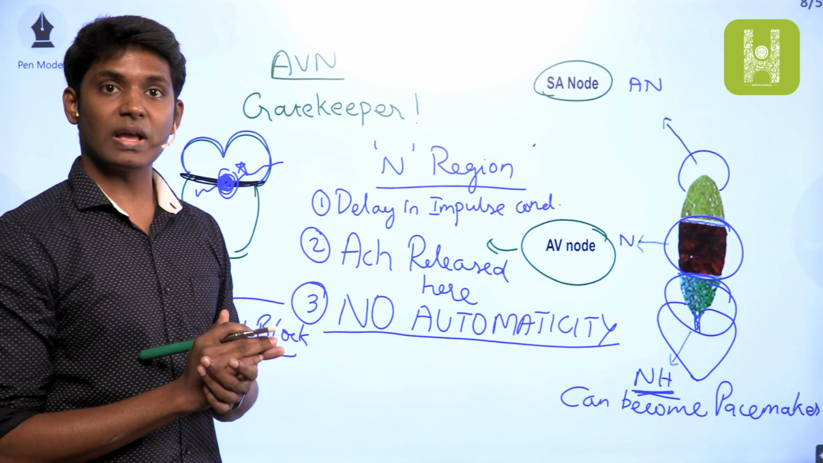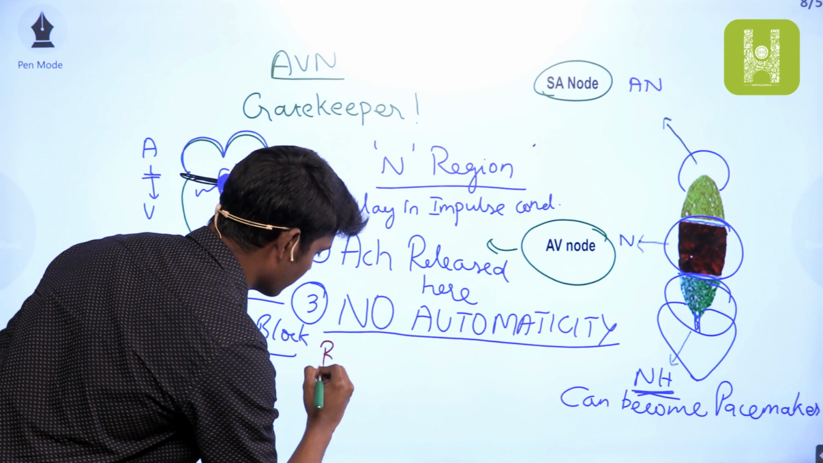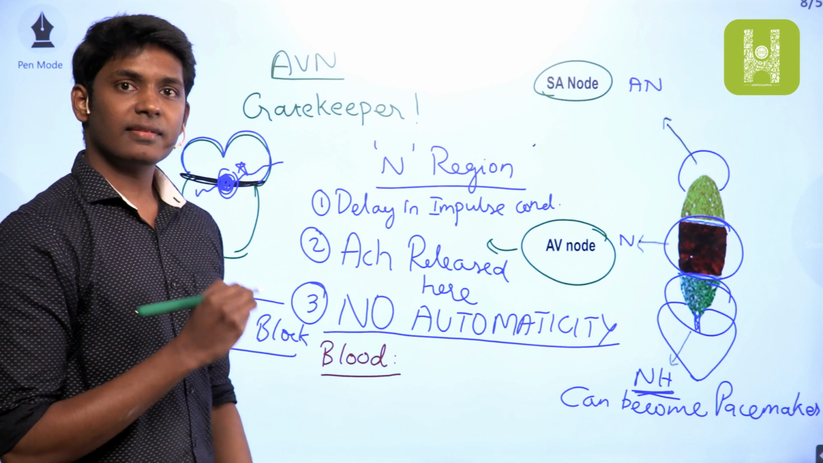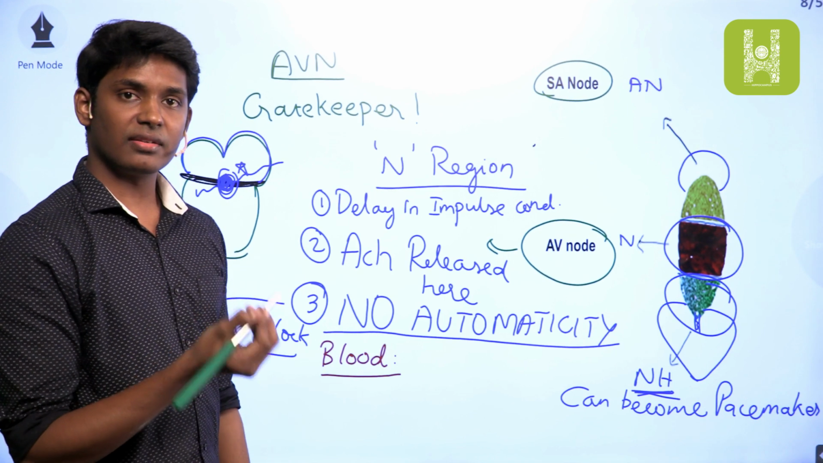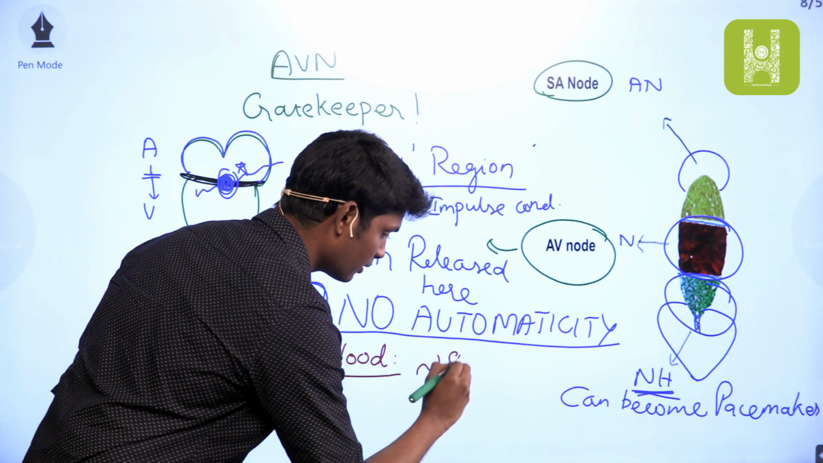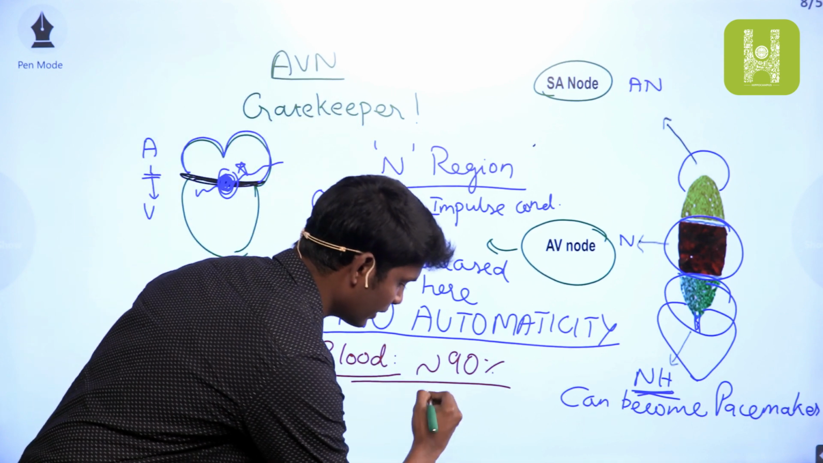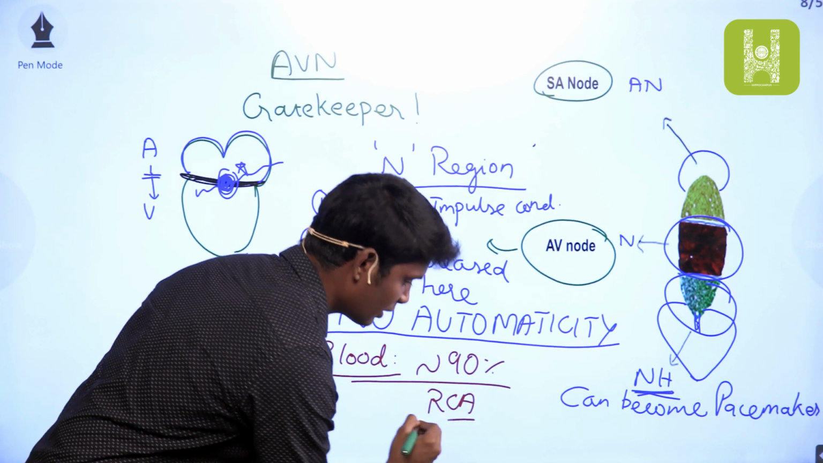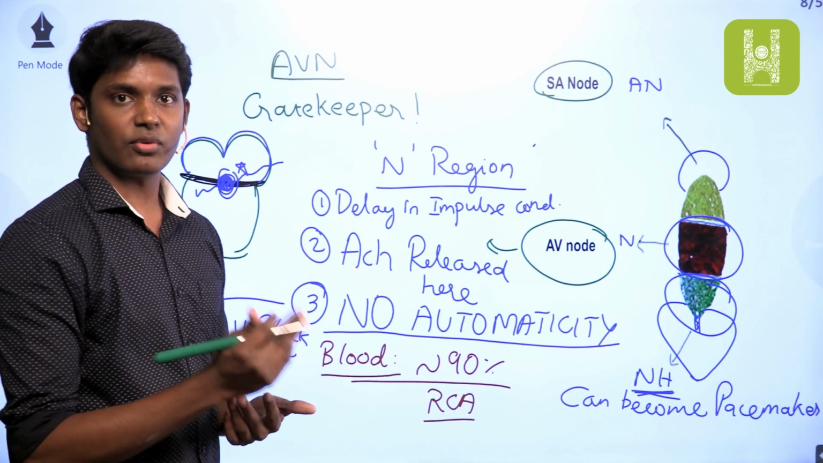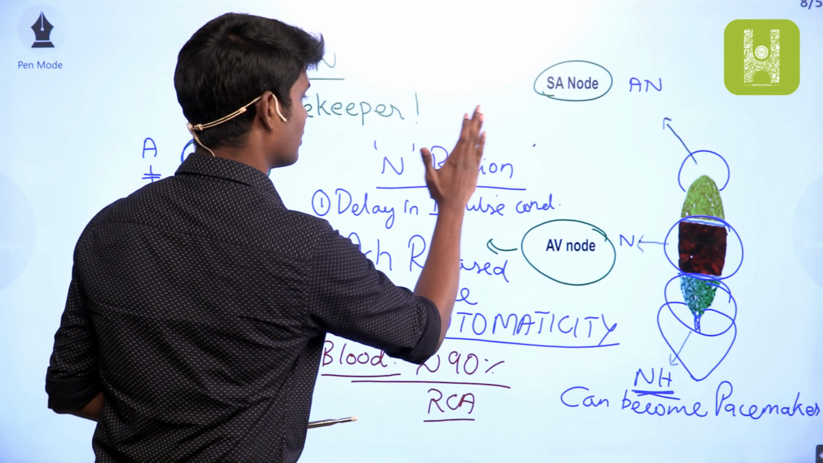And one more important stuff is the blood supply. Like the sinoatrial node, the AV node actually receives blood supply from the right coronary artery most of the times, which is around 90% of the times. Around 90% of the times it is from the right coronary artery, and the remainder of the time obviously from the left coronary artery. So let's go to the next region.